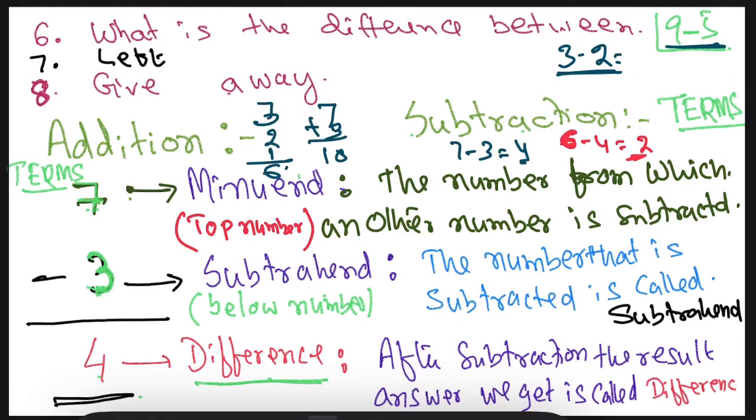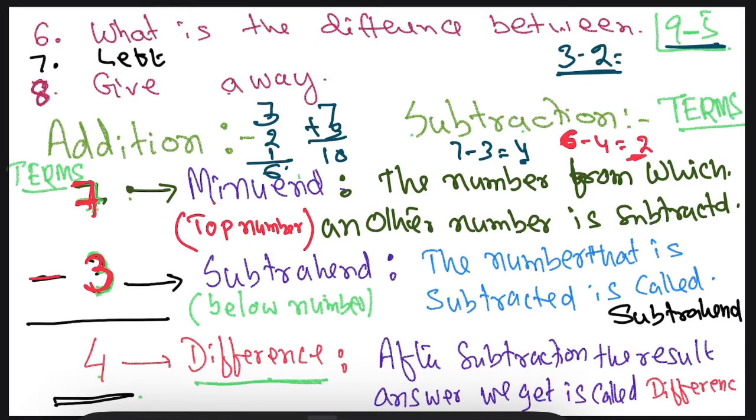Now let us know about the terms of subtraction. Here you see 7 minus 3. Now this 7 is known as the minuend. The top number is known as the minuend. What is it? The number from which another number is subtracted. Here 3 is subtracted from 7. So this number, 7, is known as the minuend.